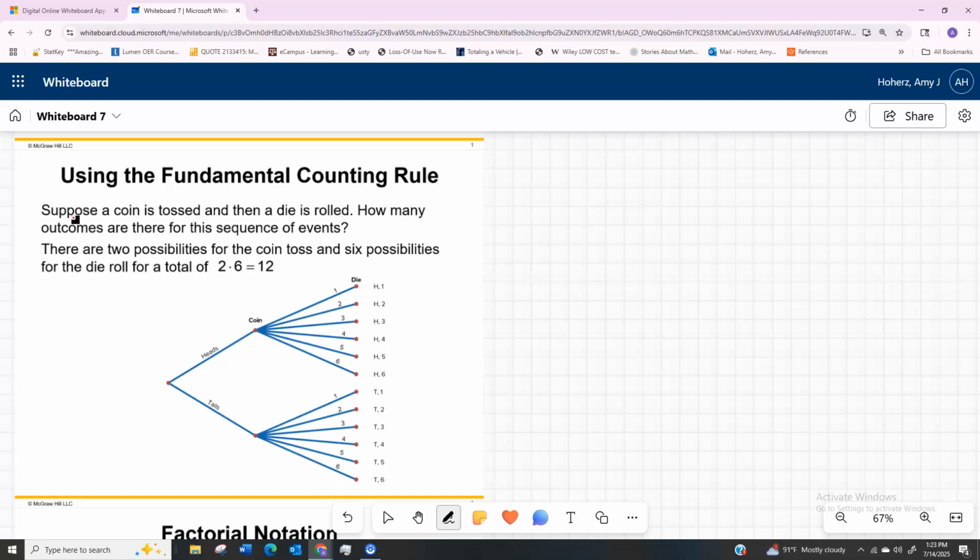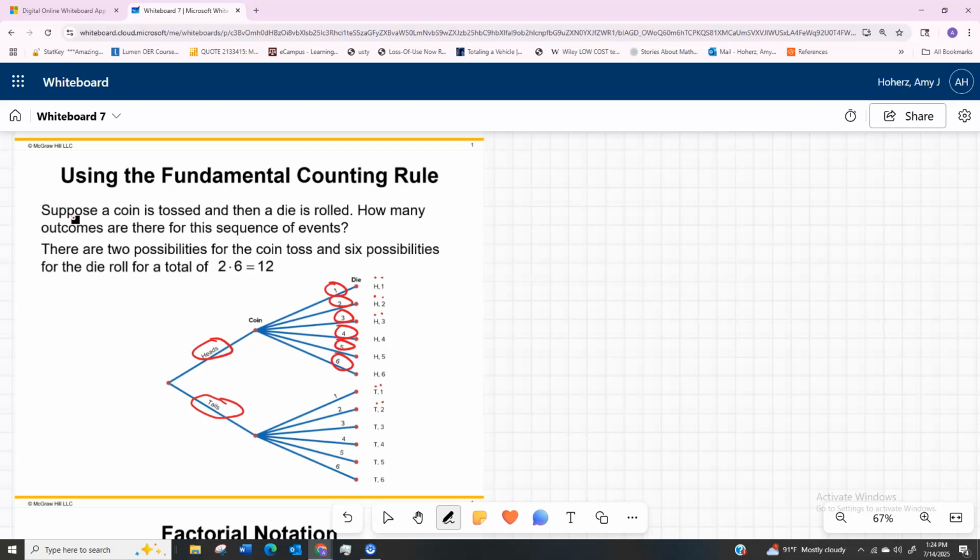Well, they've got their tree here. They have heads and then tails. And then off of that, once they've done the coin, they say, well, for the die, I could have 1, 2, 3, 4, 5, or 6, giving us heads with a 1, heads with a 2, heads with a 3, and so on. And then if we do the same thing with the tails, we could do tails with a 1, tails with a 2, and so on.